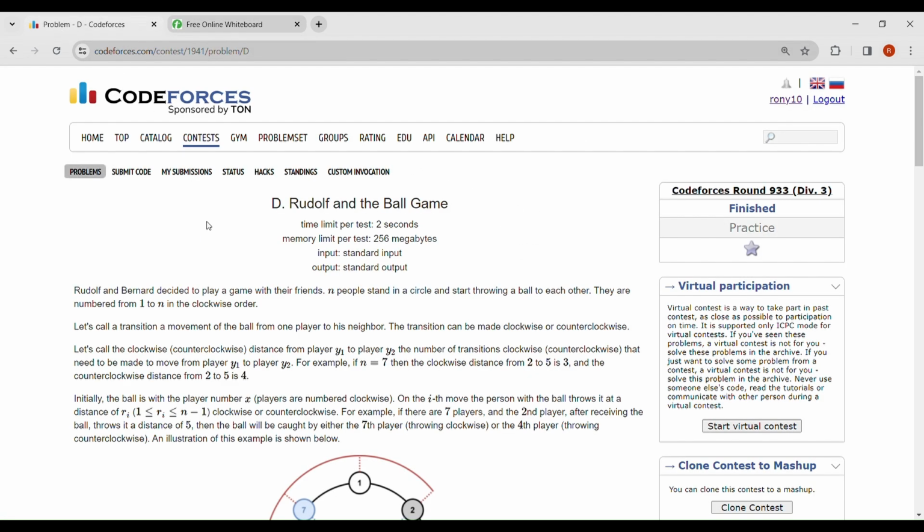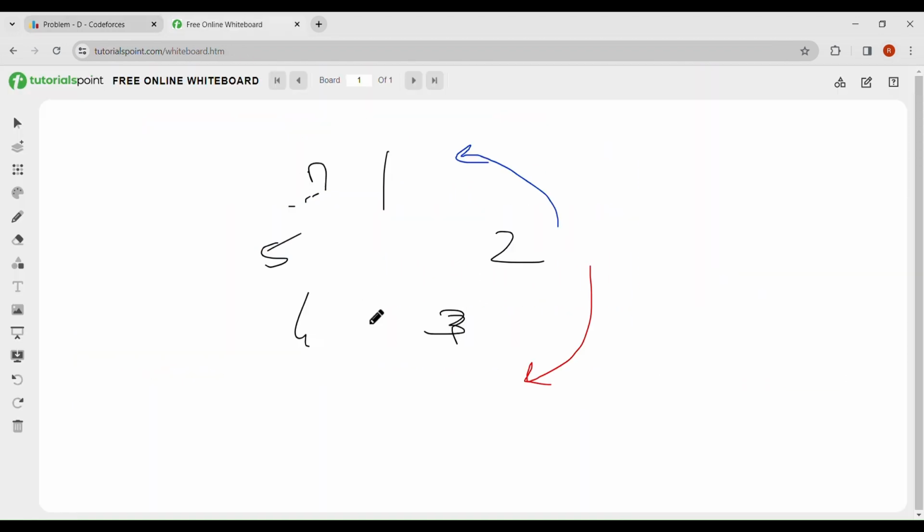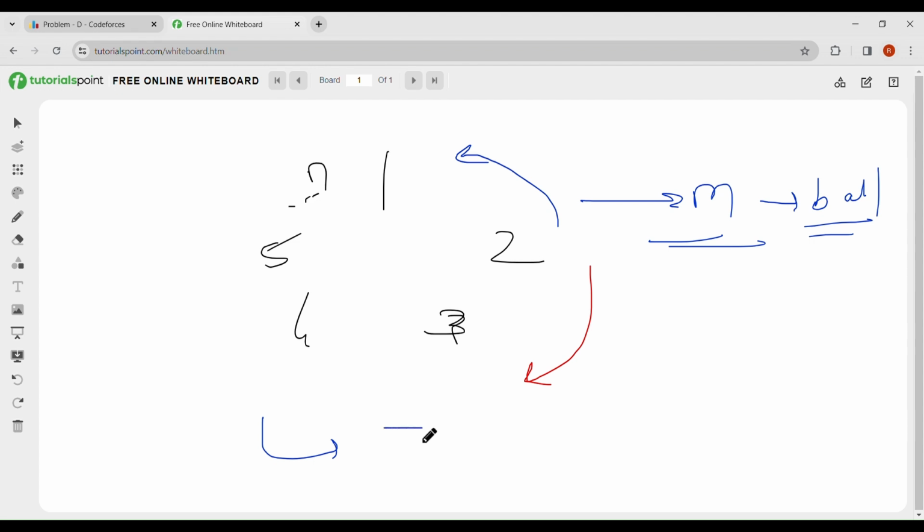They are asking that the people performed m operations, and after m operations, who will receive the ball. They know only one thing: that by mistake they missed something, but they know the direction and the distance in that direction. But in some places they know the distance but they don't know the direction.